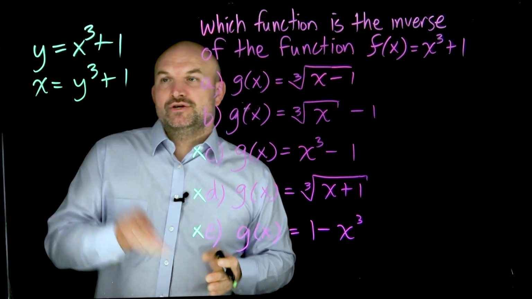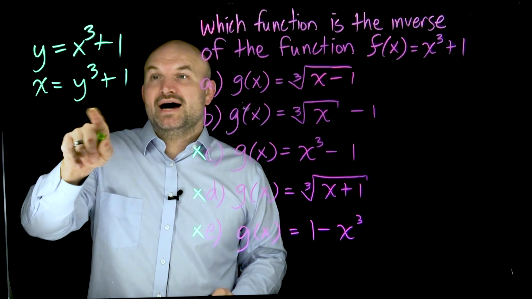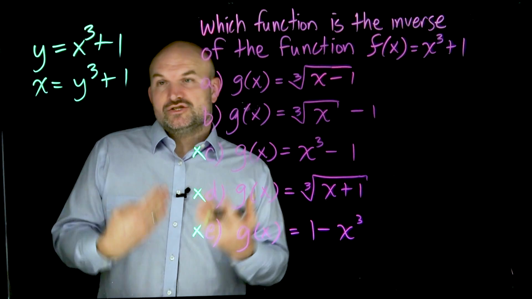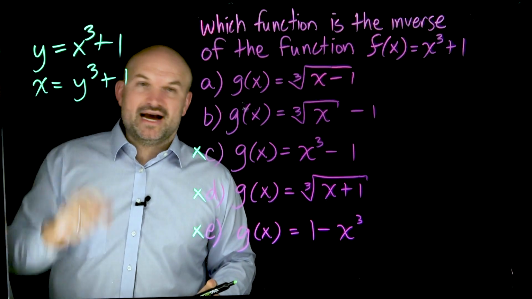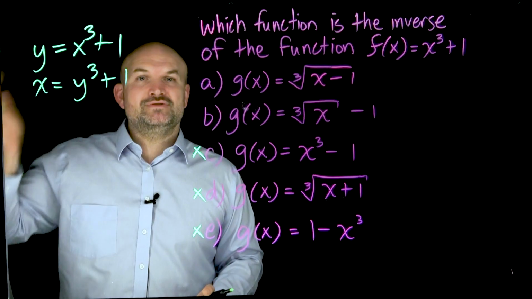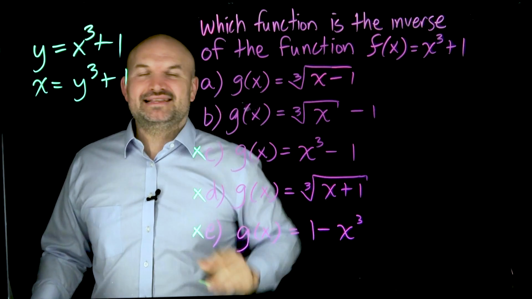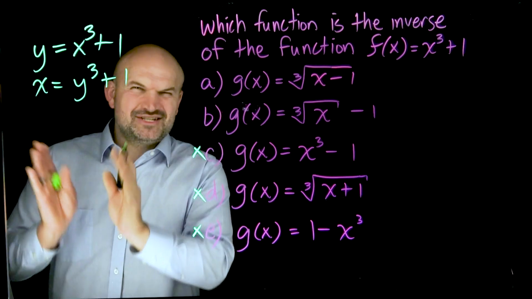Now what we're simply going to do is go ahead and solve for y. So I need to use my inverse operations and reverse order of operations. What that means is I'm going to subtract a 1 on both sides first, then I'm going to take the cube root. And again, you can do this in your head and immediately see that the answer is going to be A. But let's just go ahead and work through it.